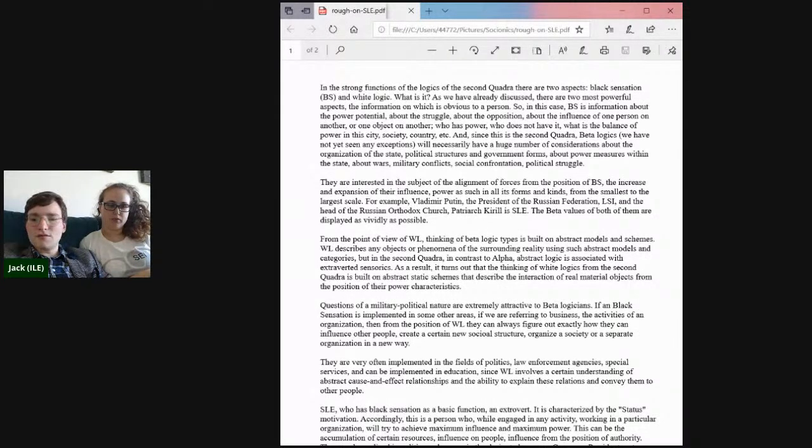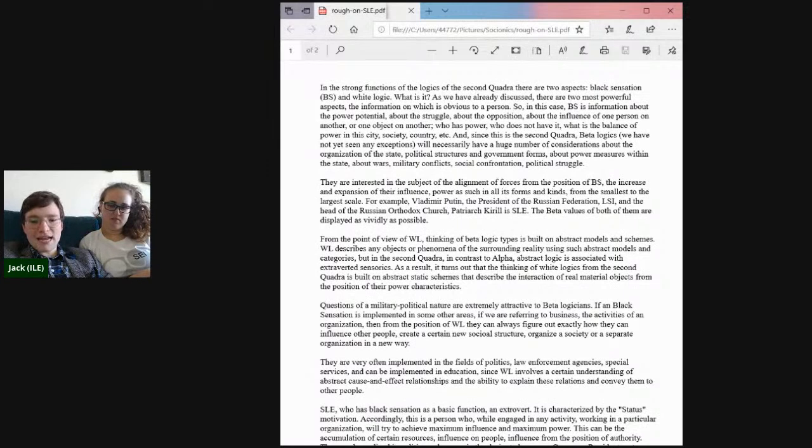Yeah, no, I'm interested in knowing about that. That's true. And it says they're interested in the subject of the alignment of forces from the position of black sensation. So the increase and expansion of their influence, power as such in all its forms and kinds, from the smallest to the largest scale.